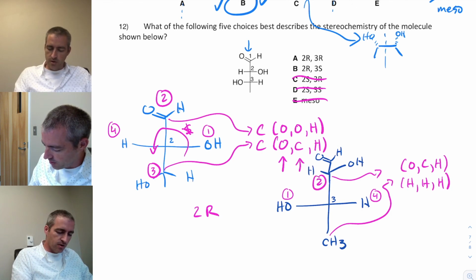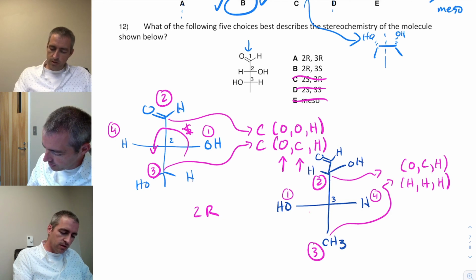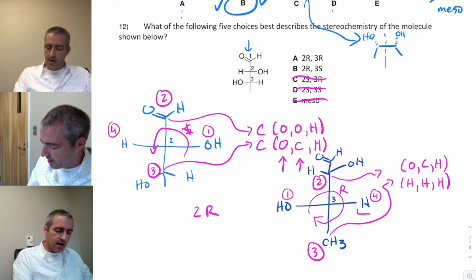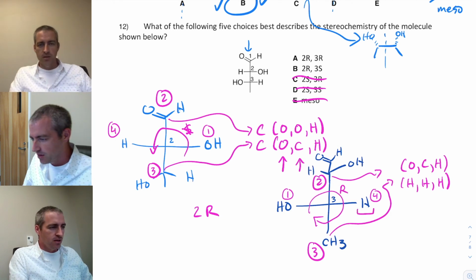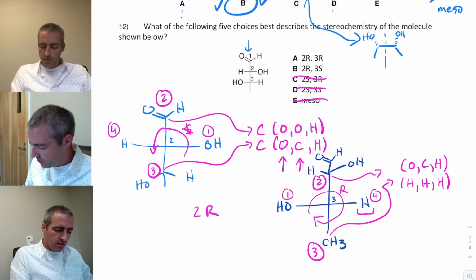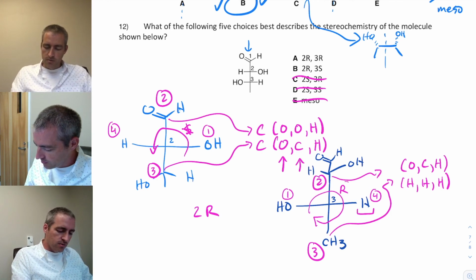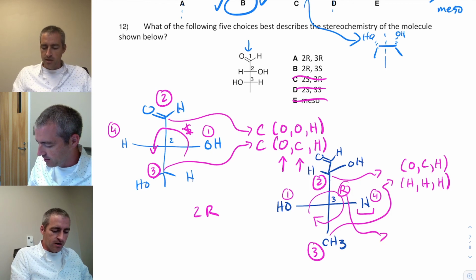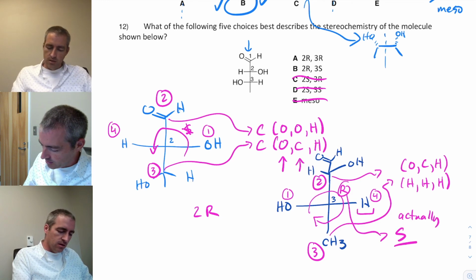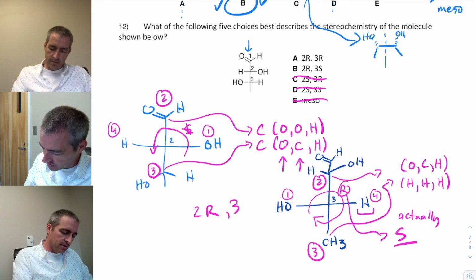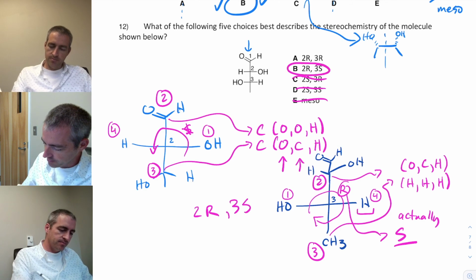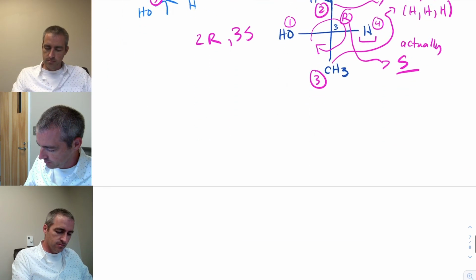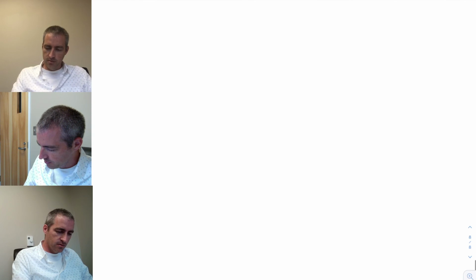Next lowest priority is the methyl. 1, 2, 3 goes around clockwise, which normally is R. But the hydrogen is in a horizontal position once again. So because it's horizontal, we need to flip whatever stereochemical designation we got. So it's actually S. So this one becomes 2R3S, which is B. That's it. We're all done.